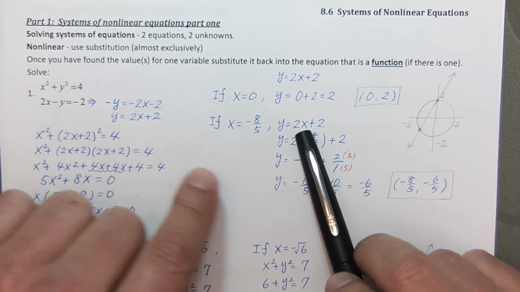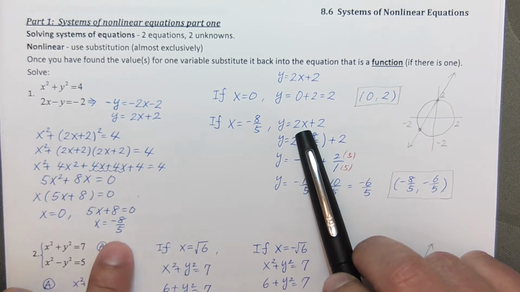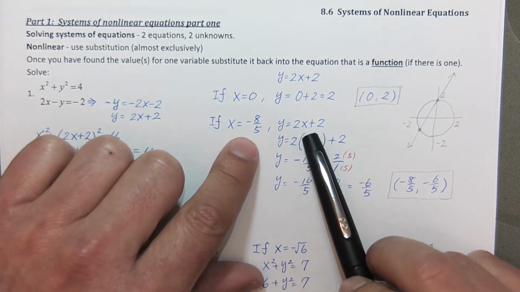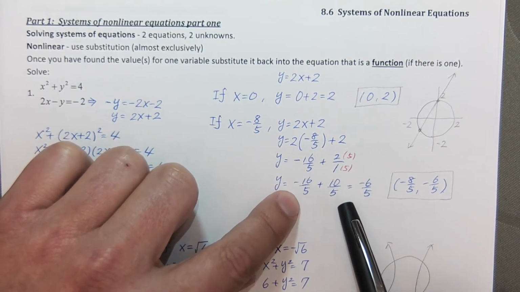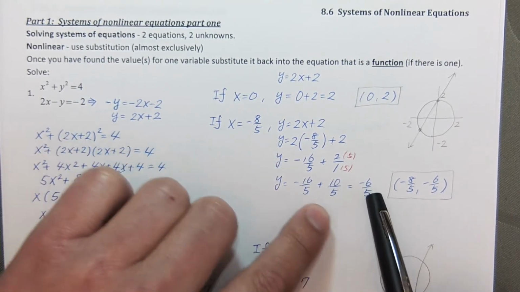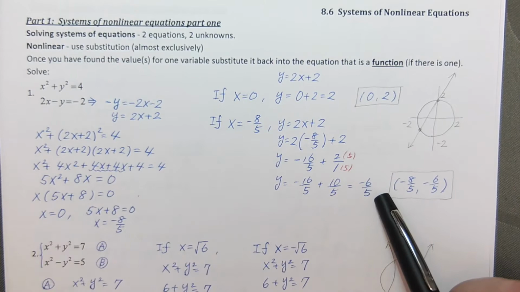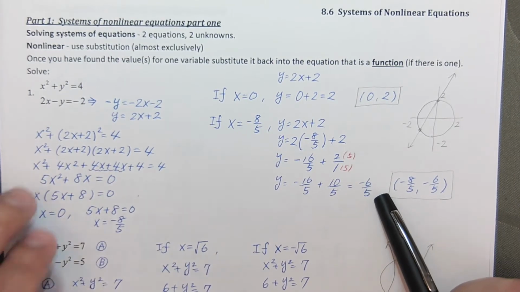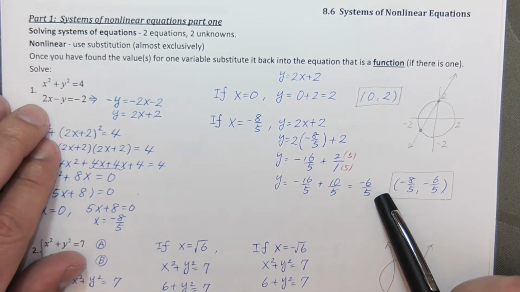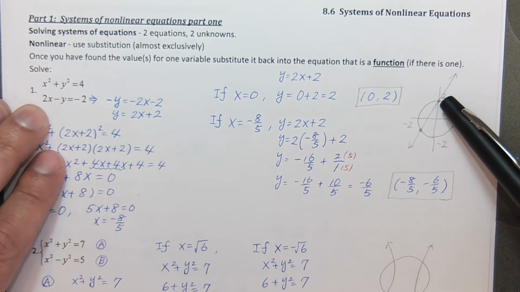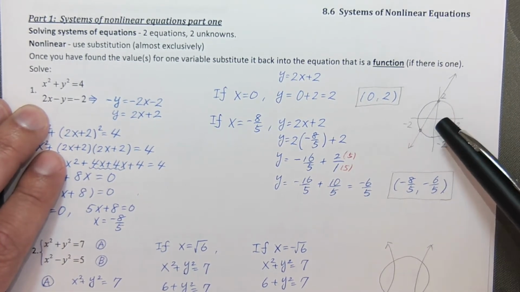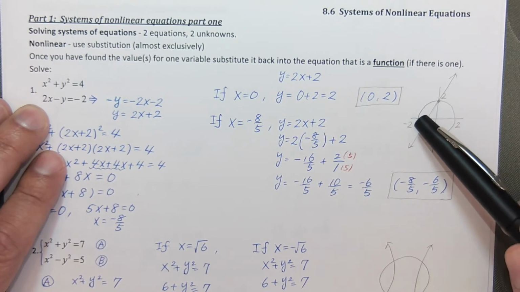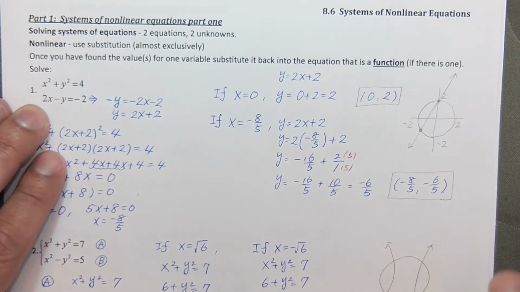I'm going to take negative 8/5 now. That was my other solution. Plug it back into x here. Got to get a common denominator. And I end up with negative 6/5. So this circle and this line are going to cross at the point (0, 2), which is up here, you can see a circle. And down here in the third quadrant, we have (negative 8/5, negative 6/5) is where that is.